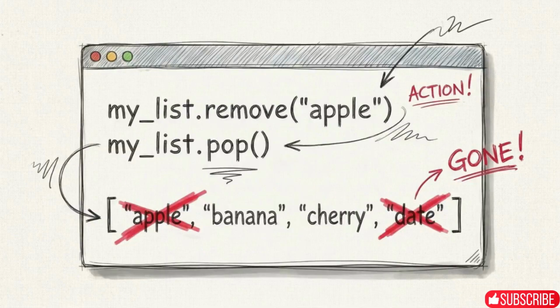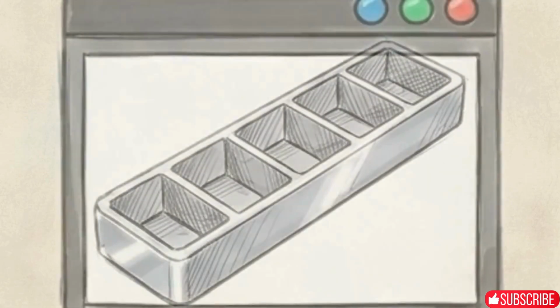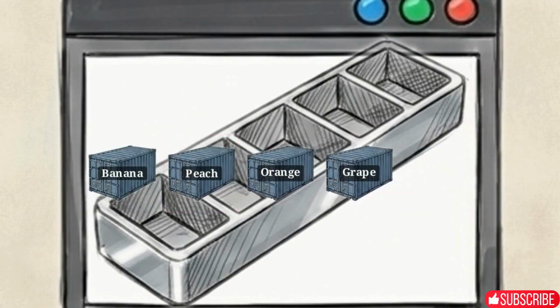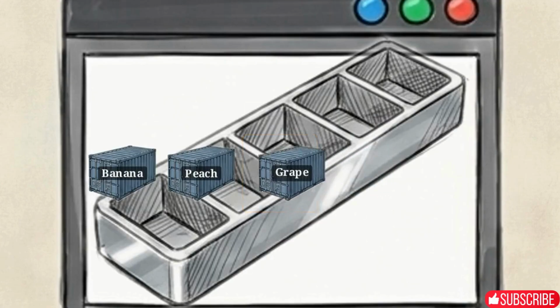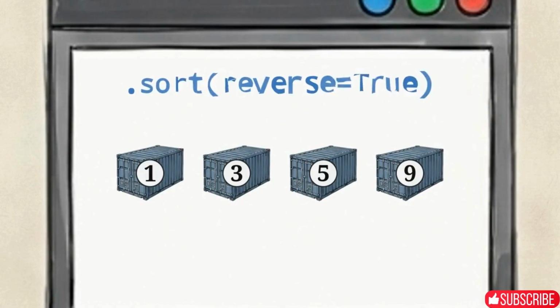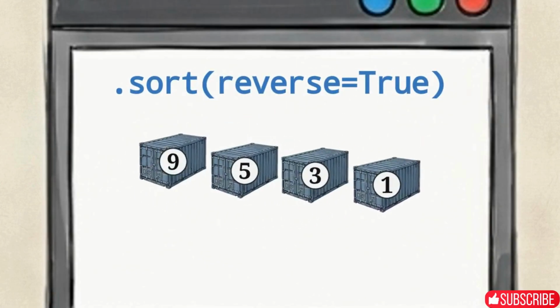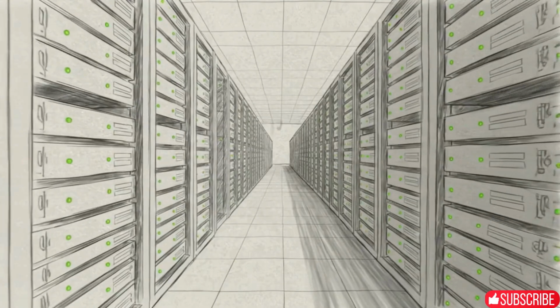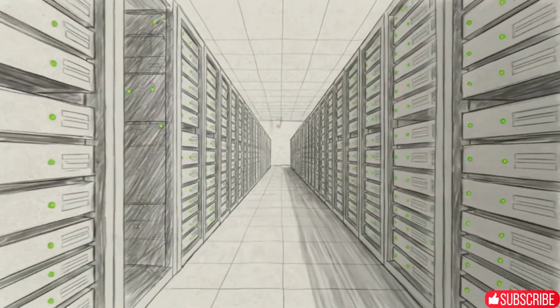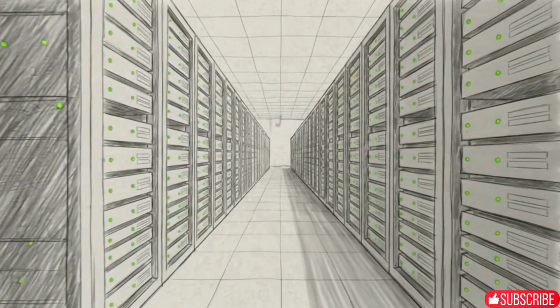Removing data follows a very similar logic. You can use the remove method to delete a specific value by name, or use the pop method to extract an item using its exact index location. To organize your data, you can call the sort method for ascending order. If you need it in descending order, pass reverse equals True inside the parentheses. Optimizing your code requires accounting for these underlying memory shifts, ensuring you select methods that maintain performance as your data scales.